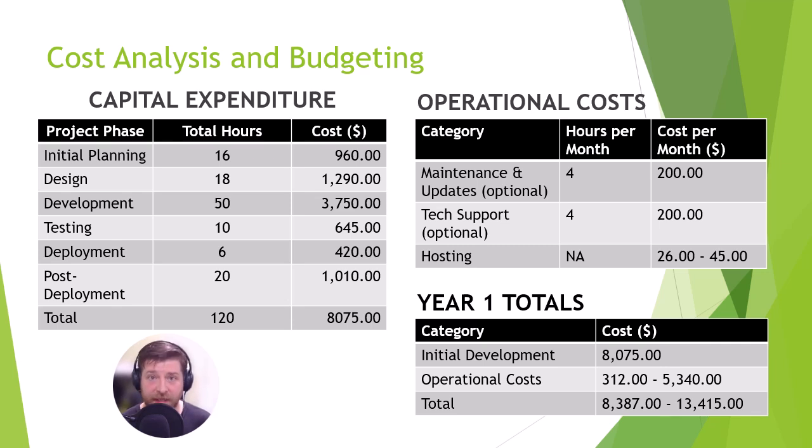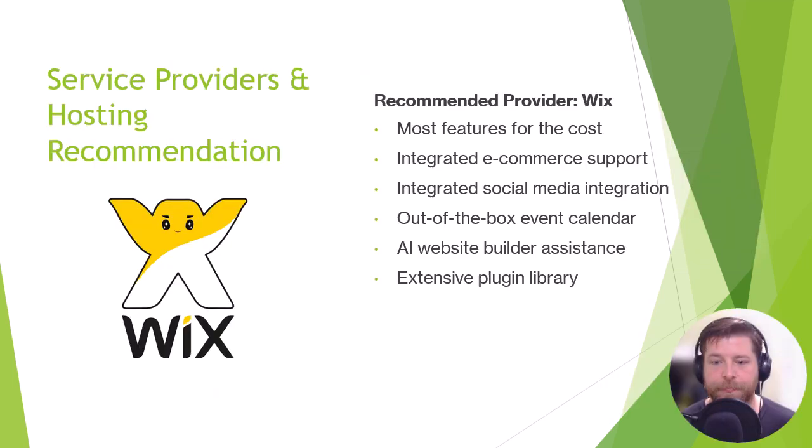So for the first year, we're looking at capital expenditure or initial development of $8,075. Operational costs are going to be anywhere from $312 to over $5,000. So we're looking at a pretty wide range for the cost, depending on what it is you want to pay for your monthly options.